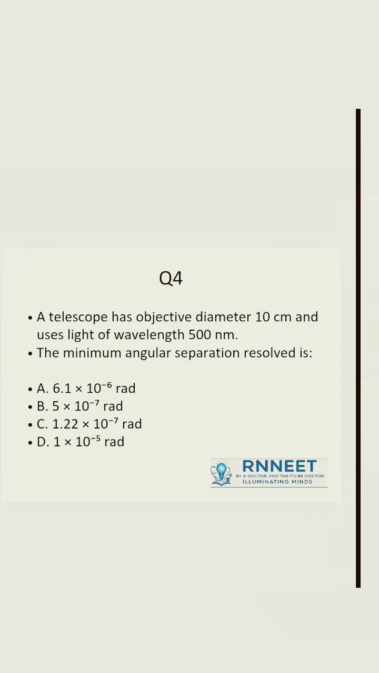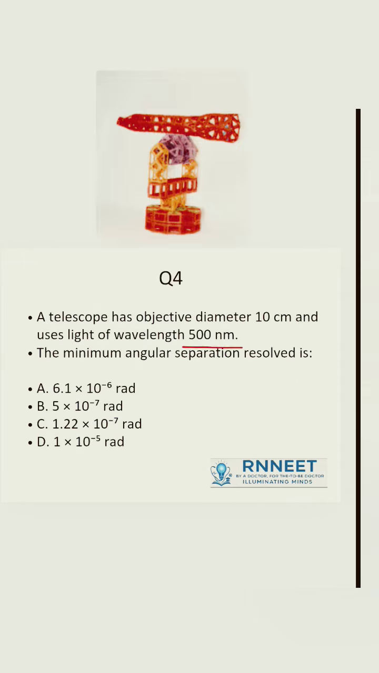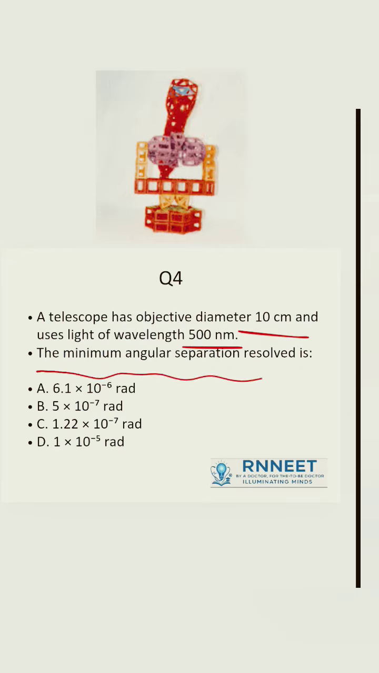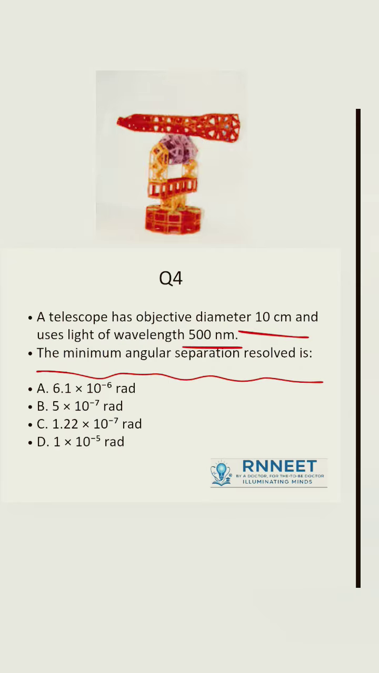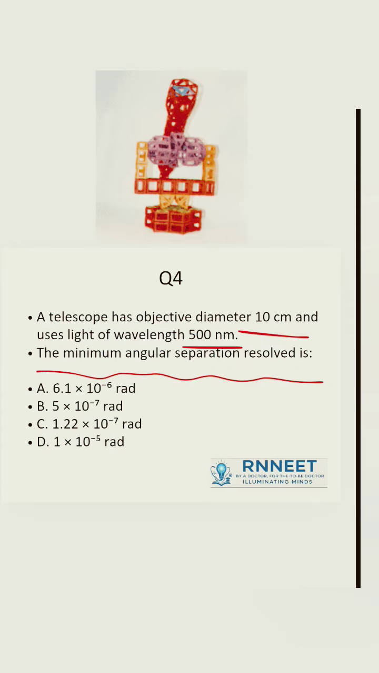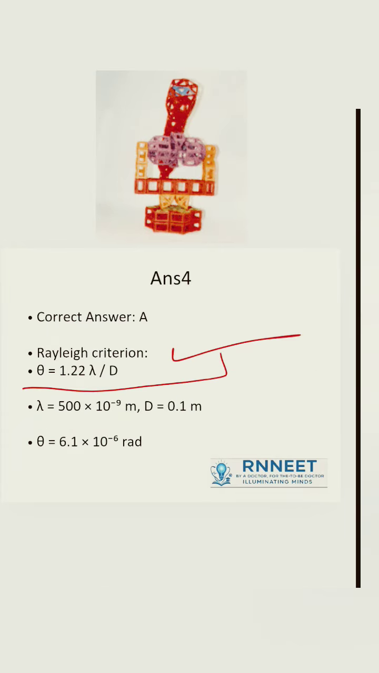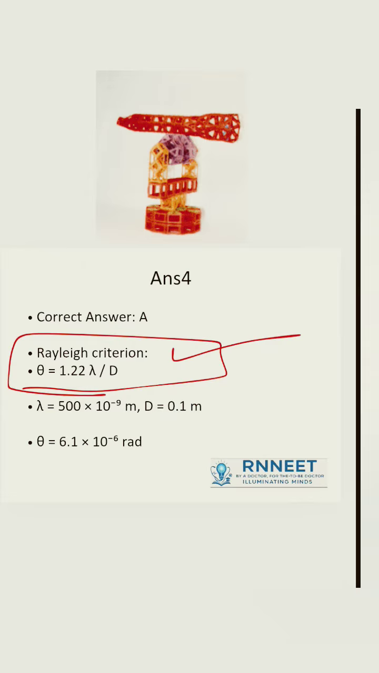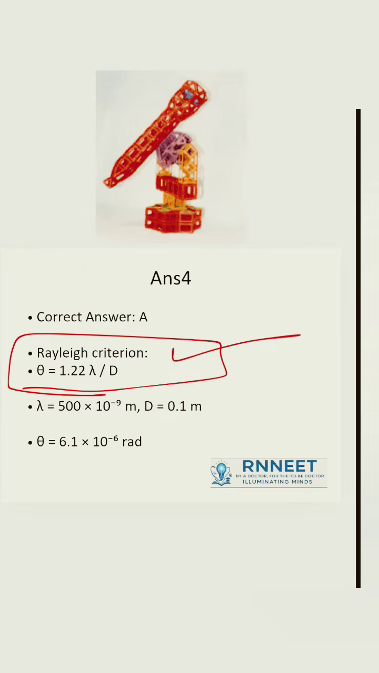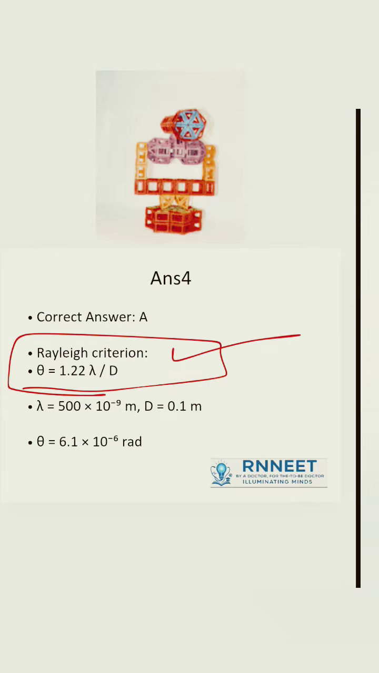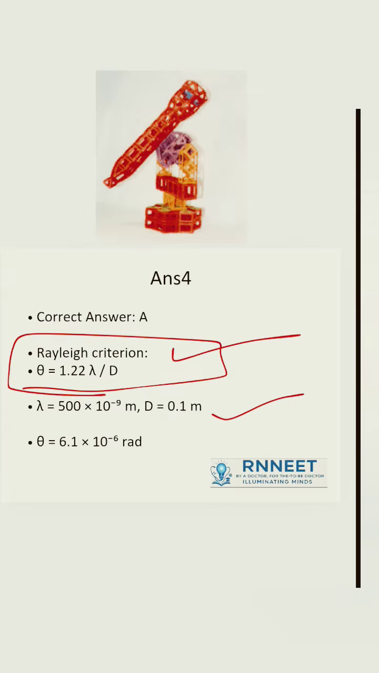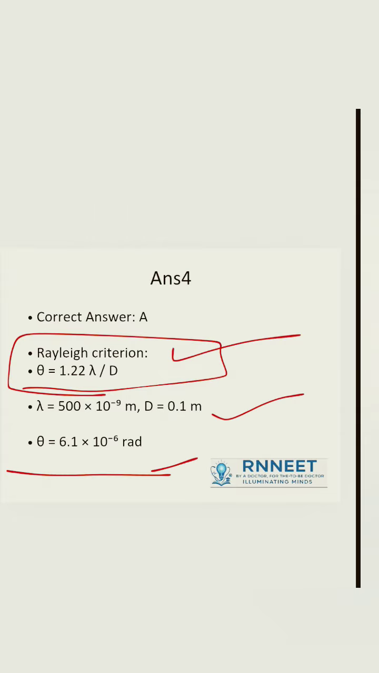A telescope has an objective of 10 centimeter and uses a wavelength of light 500 nanometer. Two things are given here. He's asking you the minimal angular separation to say that the two stars are separate. For a telescope, remember resolution of a telescope. There is a formula for the resolution of the telescope and it is given by the Rayleigh criterion. And this is given by this very important formula: theta is equal to 1.22 lambda by d. And so just substituting these two, you will get theta is equal to 6.1 into 10 to the power minus 6 radians. It's given in radians.